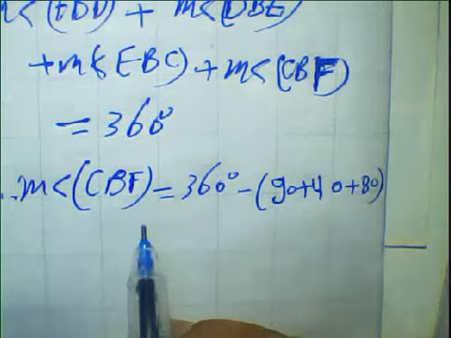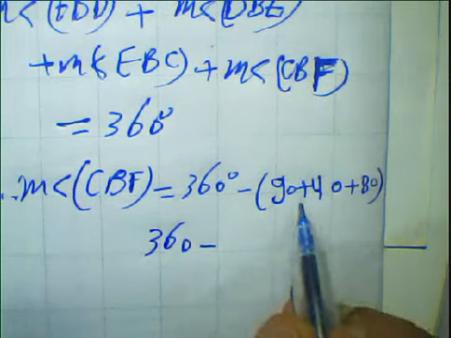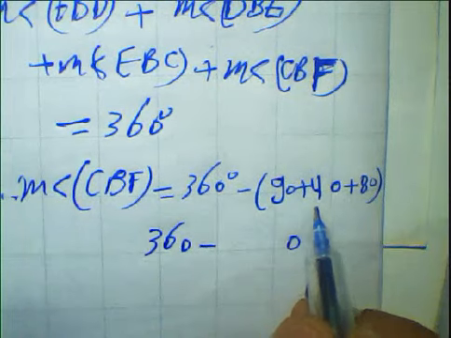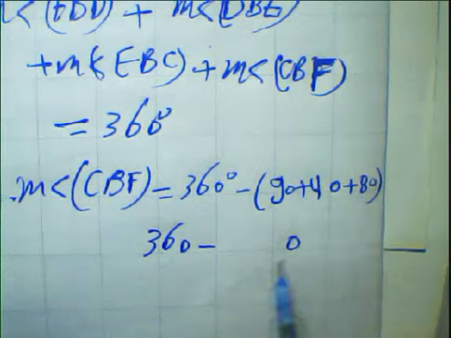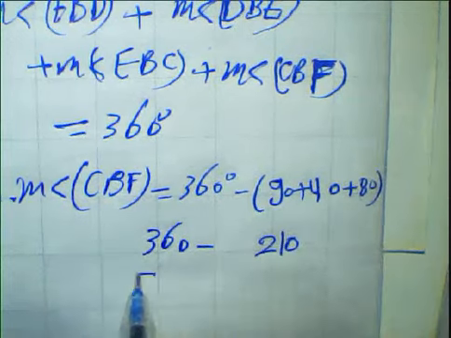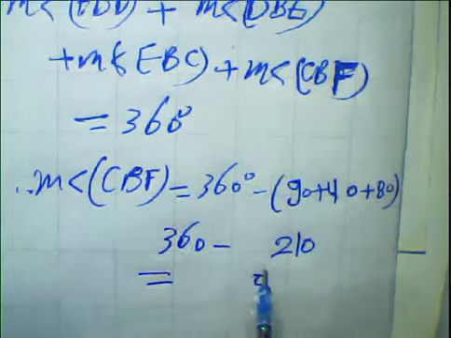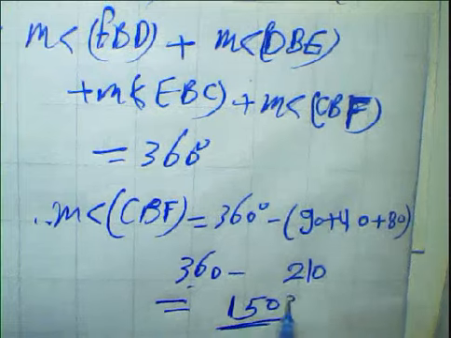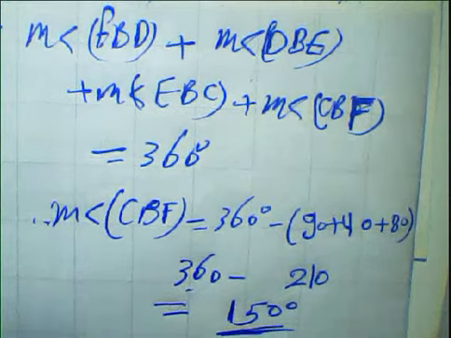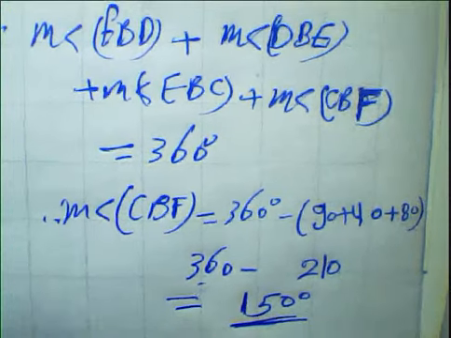It will be equal to 360 subtract 8 plus 4, 12. 12 plus 9 equals 21. The result will be 0 minus 0 equals 0, 6 minus 1 equals 5, 3 minus 2 equals 1. Then the measure of angle CBF equals 150 degrees.